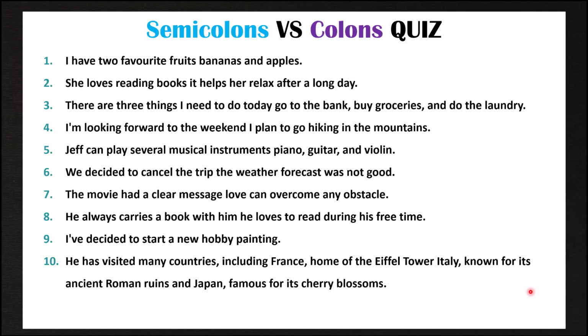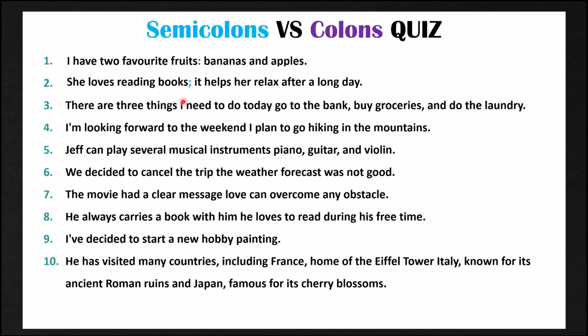Okay, let's correct these together. Number 1, we need to add a colon. I have 2 favorite fruits: bananas and apples. This is introducing a list. Number 2, we add a semicolon. She loves reading books; it helps her relax after a long day. We are separating 2 closely related independent clauses.